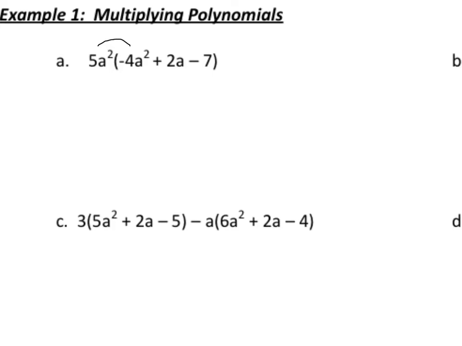Now we have to remember that when we multiply letters into the same letters, the powers will add. So in this case, we will get negative 20a to the fourth. I went 2 plus 2. I multiply it by the next term, and we get plus 10a to the third, because that's a to the 1 right there. We multiply it to the third, and we get negative 35a squared.